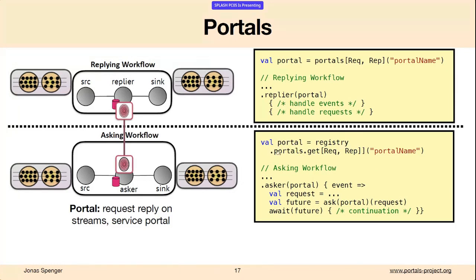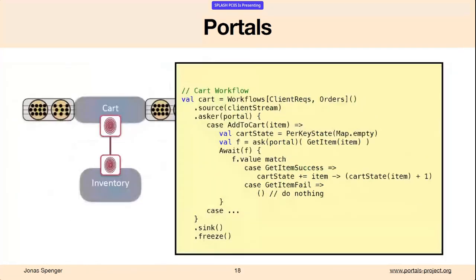On the asking side, we again fetch a portal from some registry by the name, and then we create an asking task. We bind it to the portal, and what you can do here is ask this portal the request. You get back a future, and you can wait on this future, and you pass it a continuation, which is then executed when the future is completed. So this is the general workings of how we can use it.